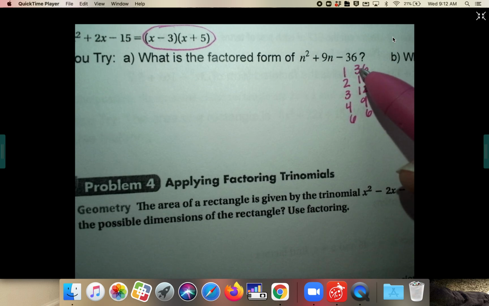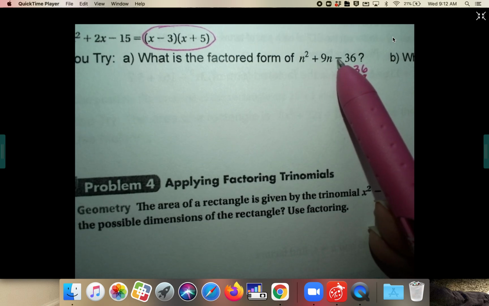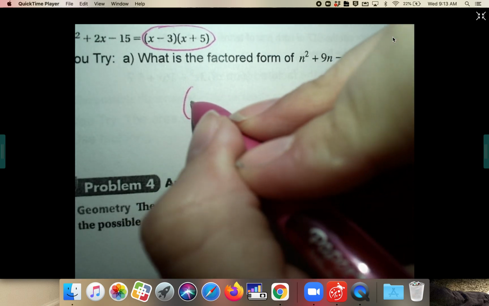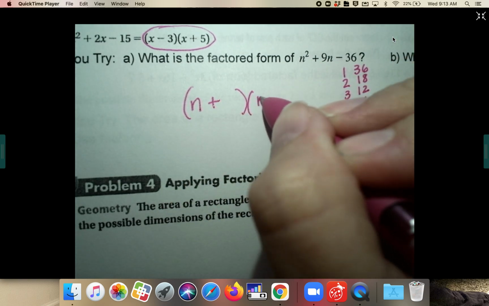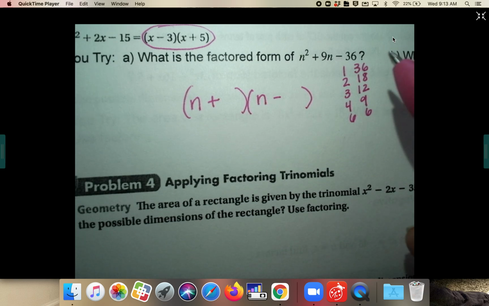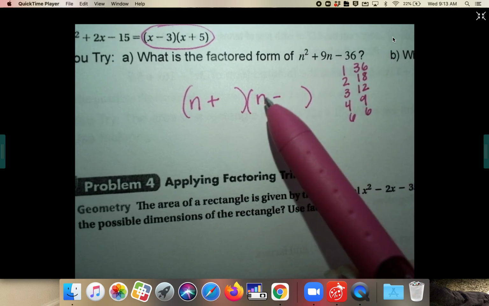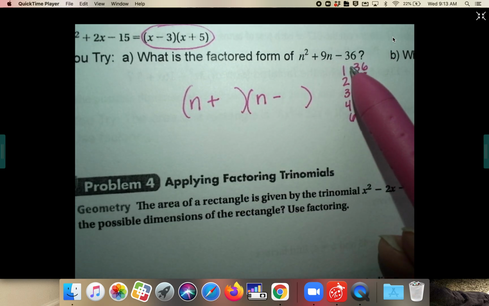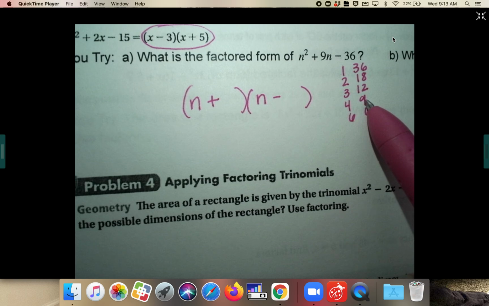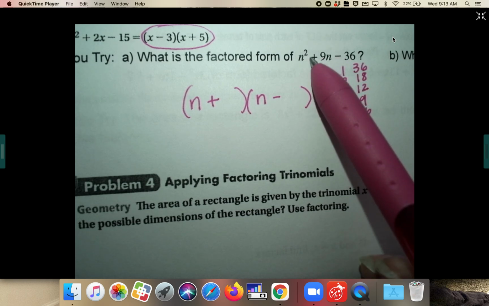So I know that one of these is going to have to be negative and one of them is going to have to be positive, because that's the only way to multiply and get a negative. So in fact, I'm going to go ahead and put n plus something, n minus something, because I know this is going to be the answer. The plus coming first or the minus coming first, I don't really care which one you do, just as long as you have one of each. So which of these numbers can I multiply and get negative 36, but let's think through which ones I can add to get 9. So look at the numbers and see which ones are 9 apart one way or another.